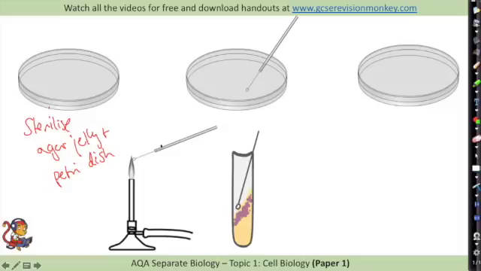You then need to have a little metal loop which is going to transfer your bacteria. This is called an inoculating loop.